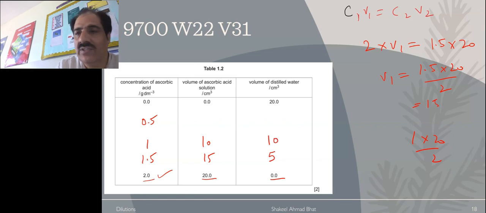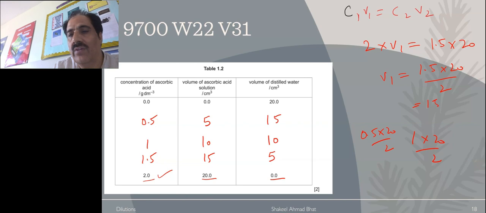Similarly, when we change this one, 1 into 20 divided by 2 means we need 10 centimeter cube of the stock solution, and we will add 10 centimeter cube of water to it. Similarly, for 0.5, it will be 0.5 times 20 divided by 2. That means 5 centimeter cube of the stock solution, and we will add 15 centimeter cube of water. And for the 0%, we will not add any stock solution and we will just take 20 centimeter cube of water.